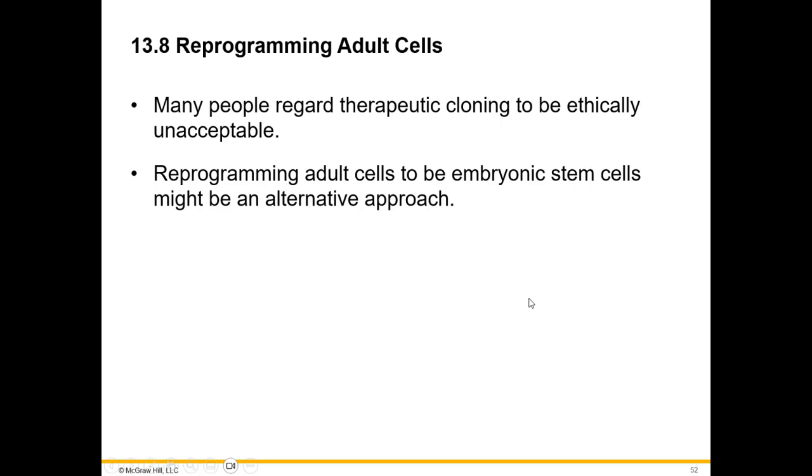As I said, many people regard therapeutic cloning to be ethically unacceptable. There will always be this divide.